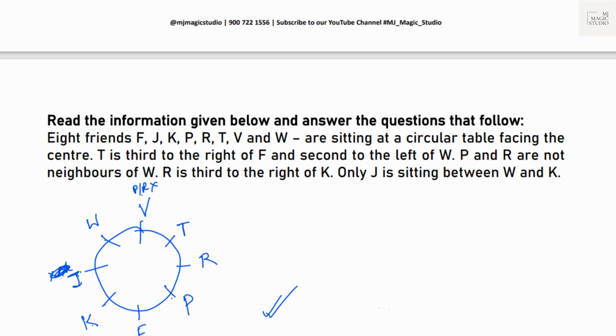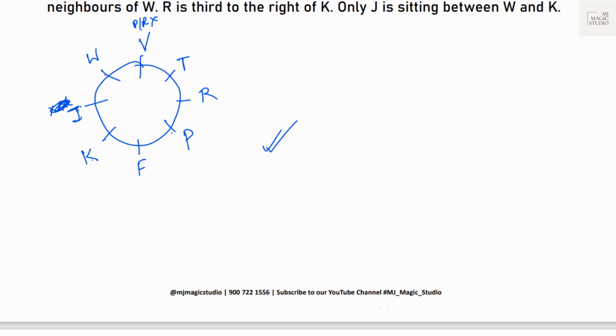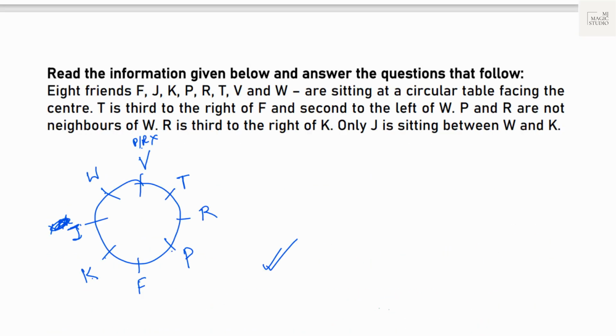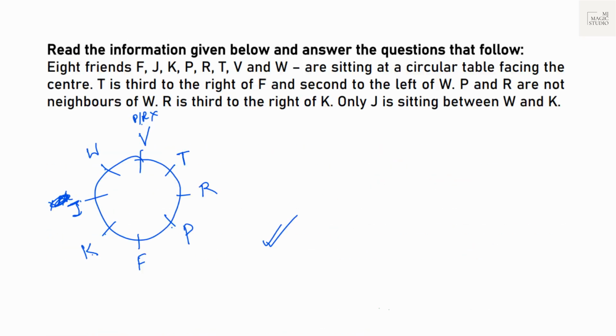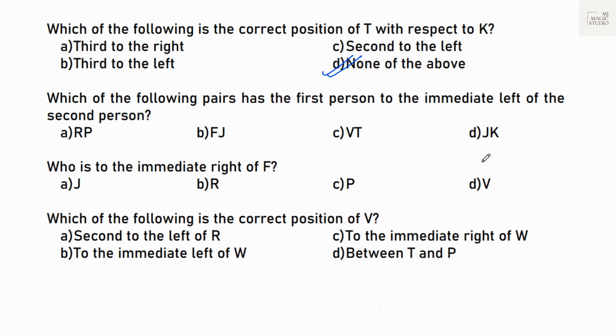No, P is to the right. FJ, no. VT, T is to the left. JK, yes, J is left, K is right. So it should be JK. Immediate left of the second person. This should be left and this should be right.